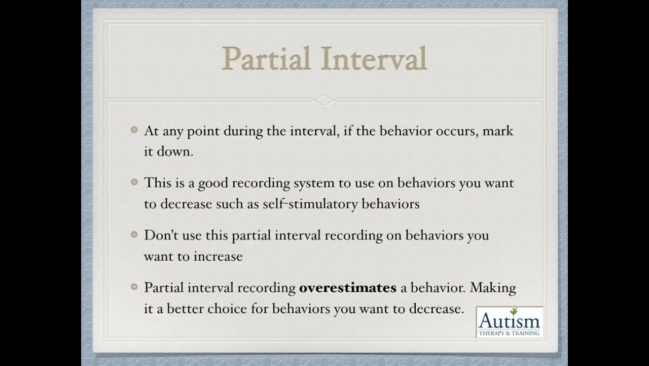At any point during the interval, if the behavior occurs, mark it down. This is a good recording system to use on behaviors you want to decrease, such as self-stimulatory behaviors. The reason for this is because we are capturing only a small sample, and since we're taking down the data anytime that it occurs during that interval, we would be overestimating the behavior, making it a better choice for behaviors you want to decrease.